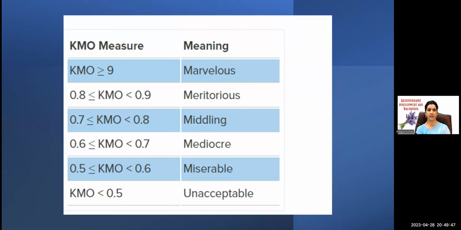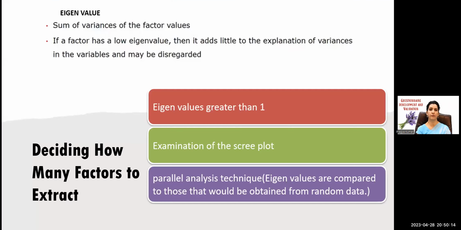So now these are the KMO measures. So KMO more than 0.9, it is not 9, it is 0.9, is very good. If KMO is between 0.8 to 0.9, this is meritorious. If it is 0.7 to 0.8, that is middling. At least it should be more than 0.6, which is the mediocre. Less than 0.6 is miserable, and less than 0.5 is not acceptable at all. So just remember, KMO value should be at least 0.6.